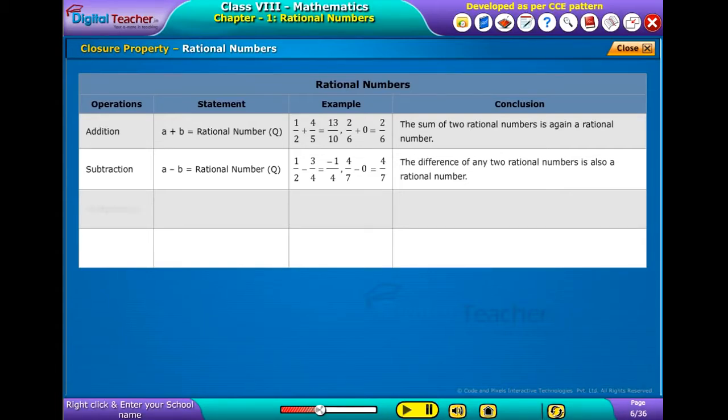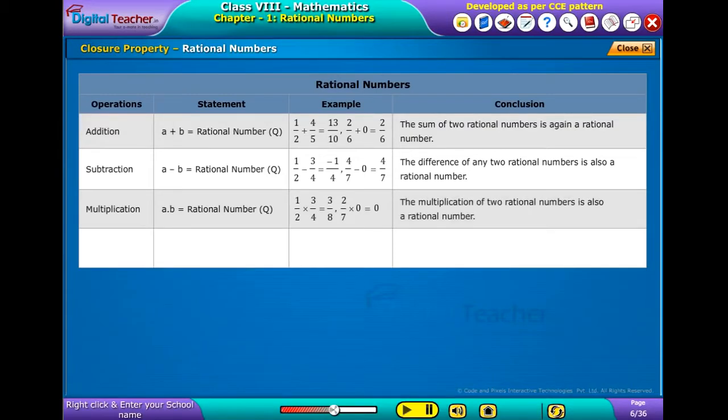Under multiplication, it states that the product of two rational numbers is always a rational number. For example, 1/2 into 3/4, which is equal to 3/8, or 2/7 into 0 is again equal to 0. It concludes that the multiplication of two rational numbers is also a rational number.